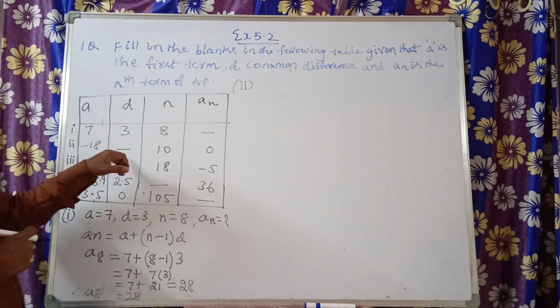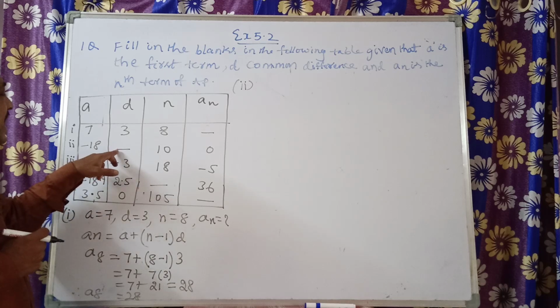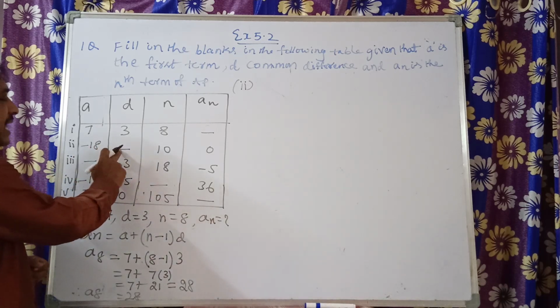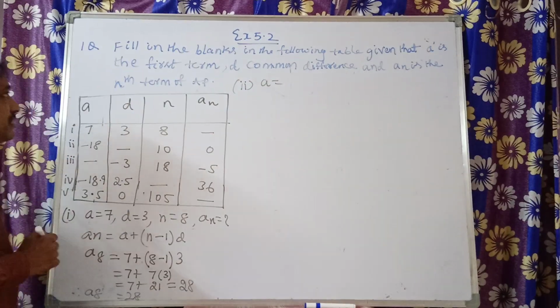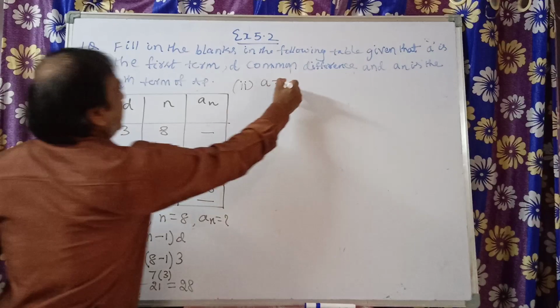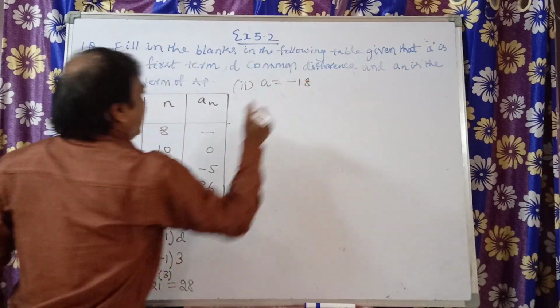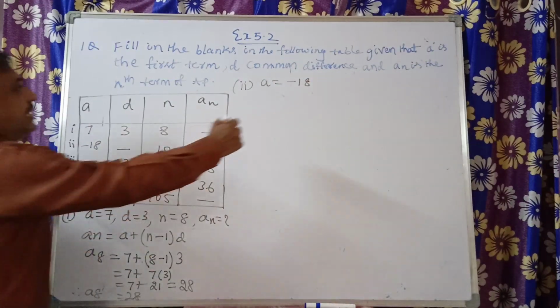In the second question he is asking you to find the d value. Here d is the blank. So first we write the given terms: a is equal to, second one minus 18, and d question mark.